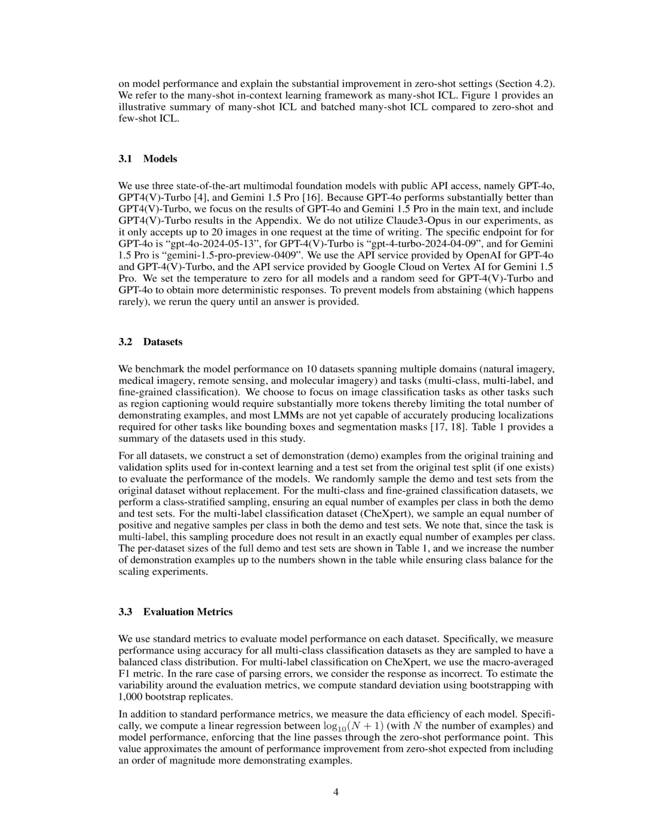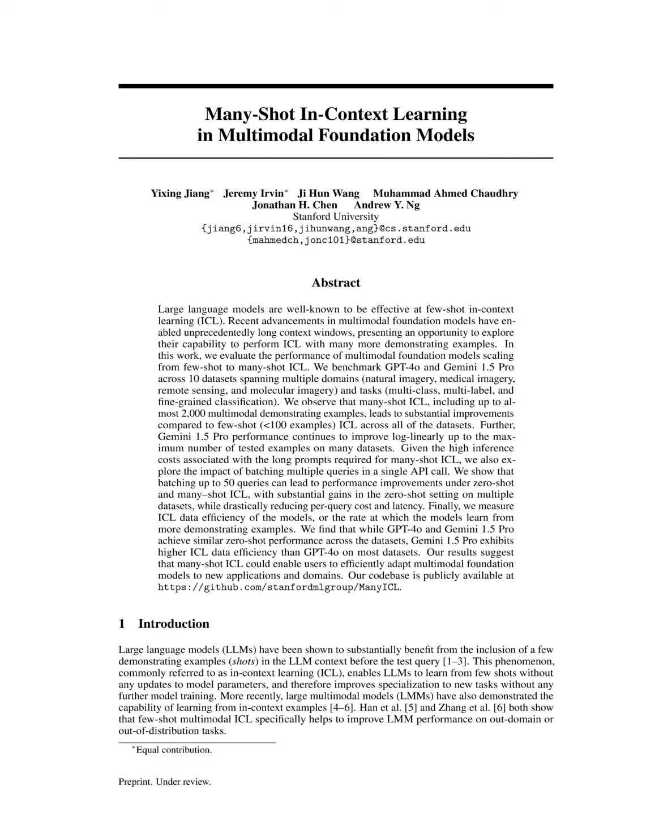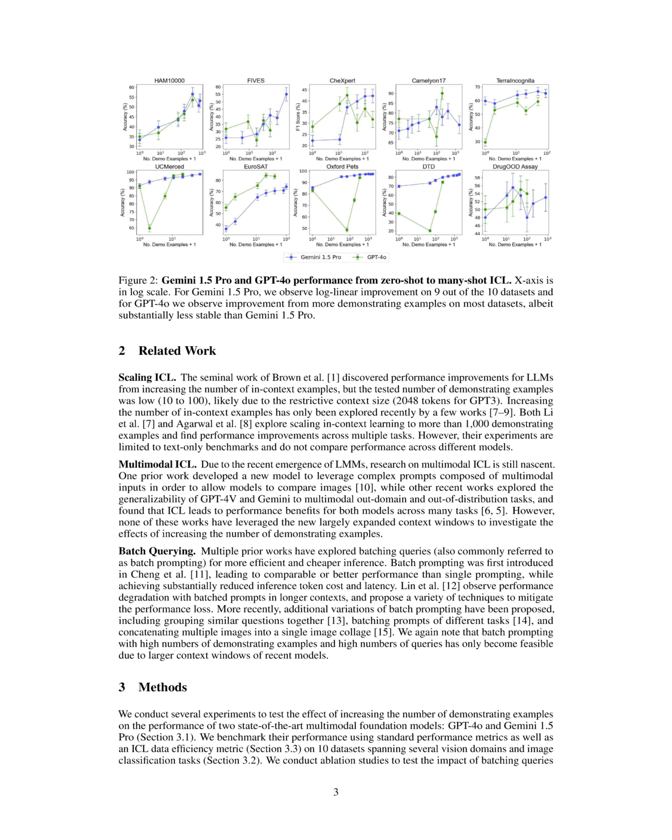The performance is evaluated using standard metrics such as accuracy for multi-class classification datasets and macro-averaged F1 metric for multi-label classification datasets. Additionally, an ICL data efficiency metric is computed to measure the data efficiency of each model as the number of demonstrating examples is increased. The study also includes ablation studies to test the impact of batching queries on model performance and explains the substantial improvement observed in zero-shot settings.